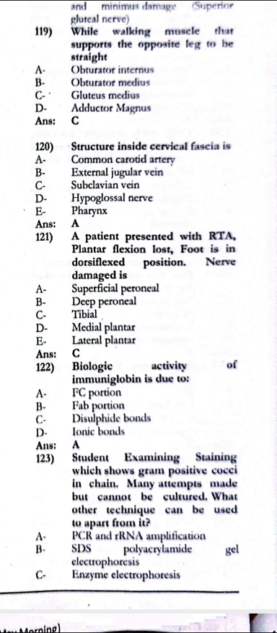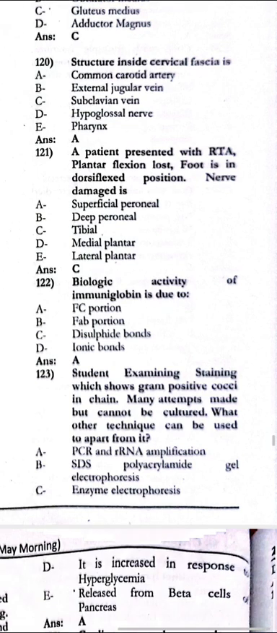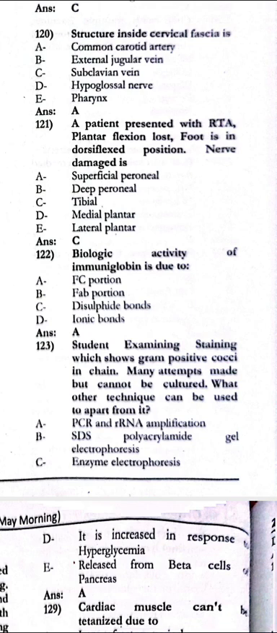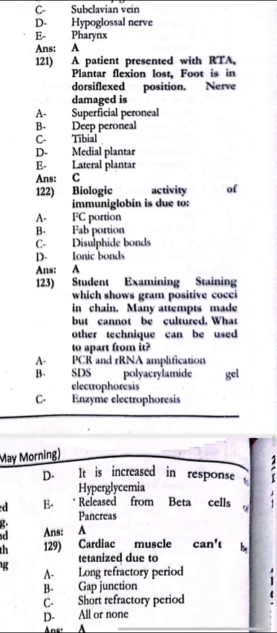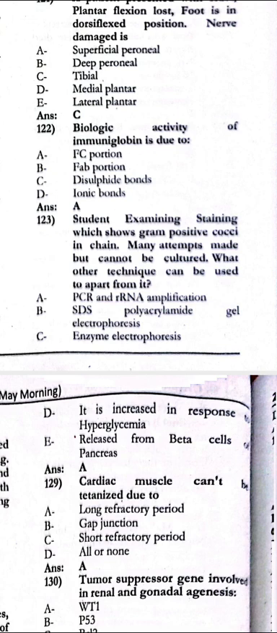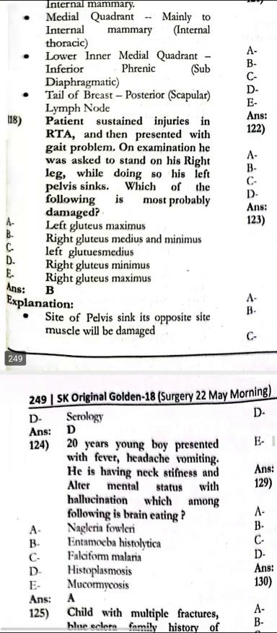Patient presents after an RTA, plantar flexion lost. Foot is in the dorsiflexed position. Nerve damage would be the tibial. The biological activity of the immunoglobulin is due to the Fc portion. A student examining a sample, which shows gram positive cocci in chains. Many attempts were made but it cannot be cultured. What other techniques can be used apart from this?